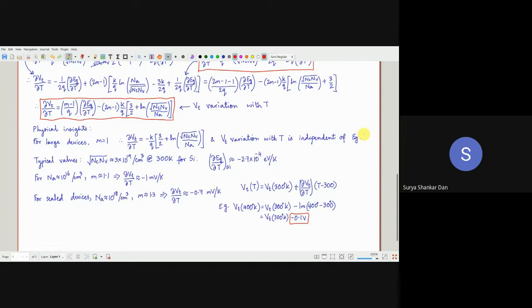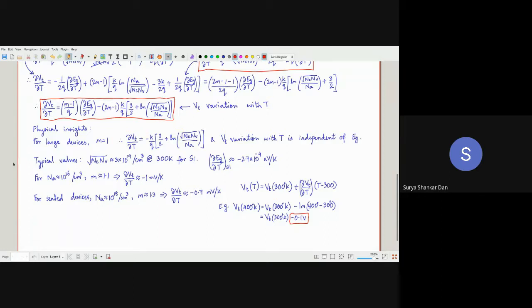Think about this. It is independent of the variation of Eg. So we all think about how the band gap varies with temperature. Yeah, but Vt doesn't vary with that band gap. Vt will definitely have a variation with temperature given by this relation, but not the band gap. It becomes independent of the band gap variation.